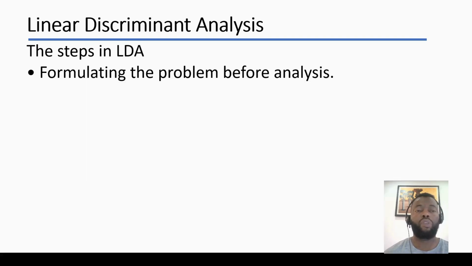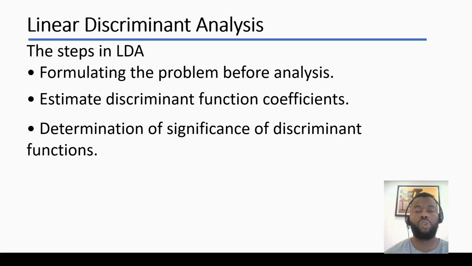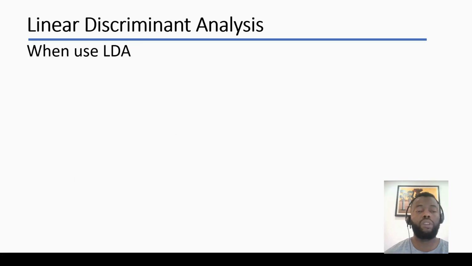LDA must still be reliable when using dichotomous variables, where multivariate normality is often violated. And here we have the steps. First step, we formulate the problem for analysis. We estimate the discriminant function coefficients, determine the significance of the discriminant function, interpret the results obtained, and check the validity of the results.